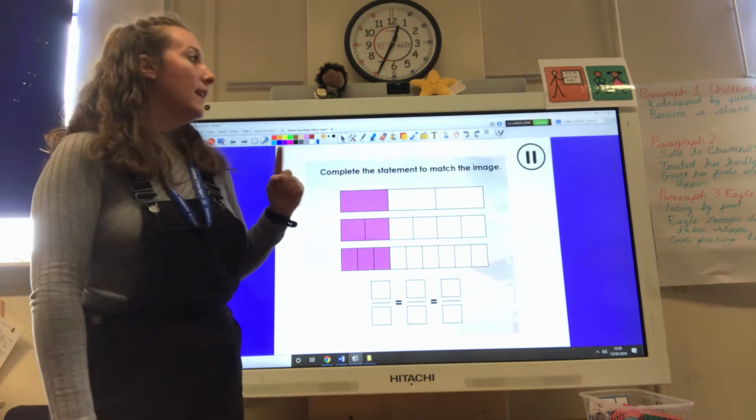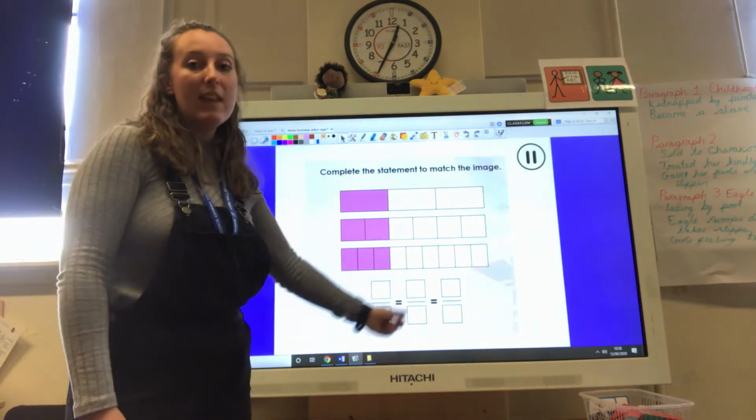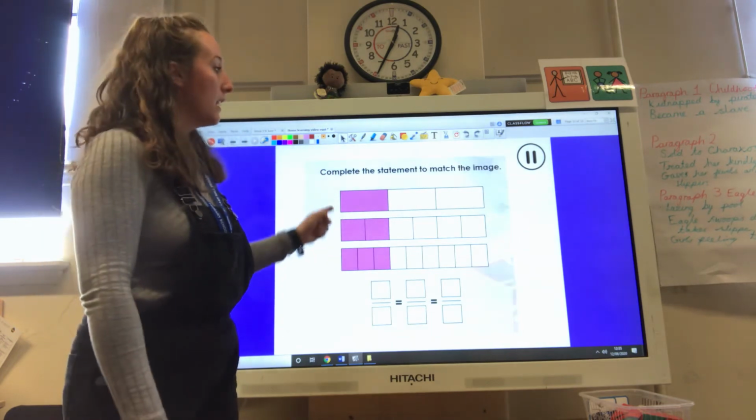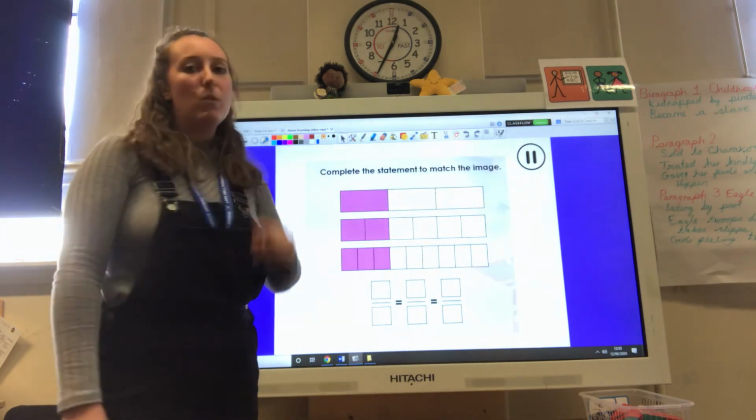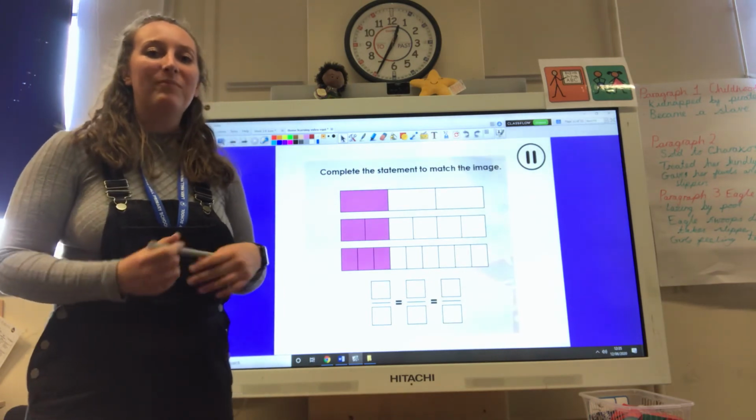It says complete the statement to match the image. You've got 3 boxes for fractions here and the equal symbol says they need to be equivalent. Here are the pictures. I wonder what fraction these pictures show. Pause this video and have a go at working it out.